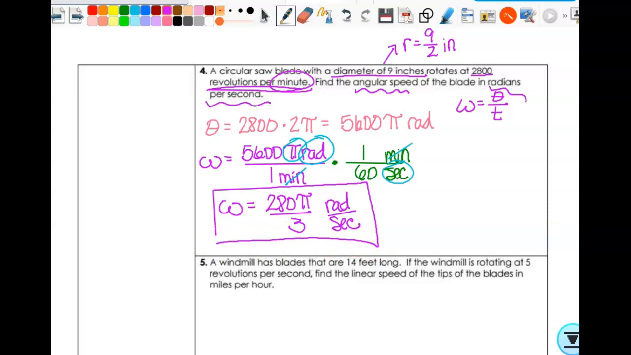What questions do you have? Well, when you type radians and you hit the division sign, it'll pop it into a fraction for you. Okay? We good? All right, let's look at number 5.